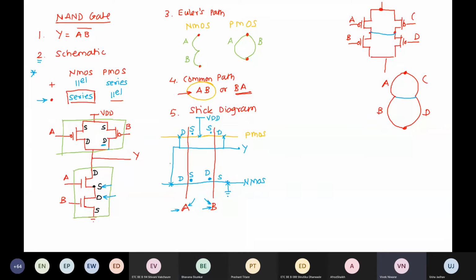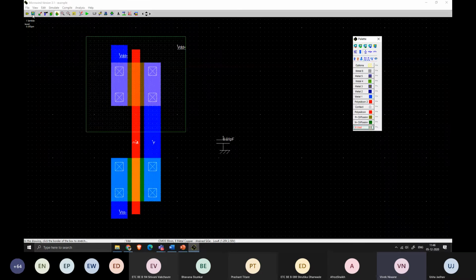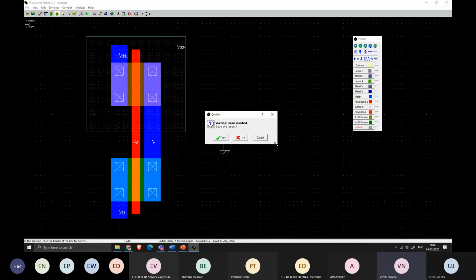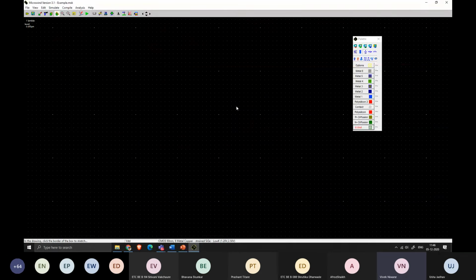Now, after understanding this diagram, let me exit my slideshow and let us go back to Microwind. I will go for new layout. I don't want to save the previous layout. Okay, fine.